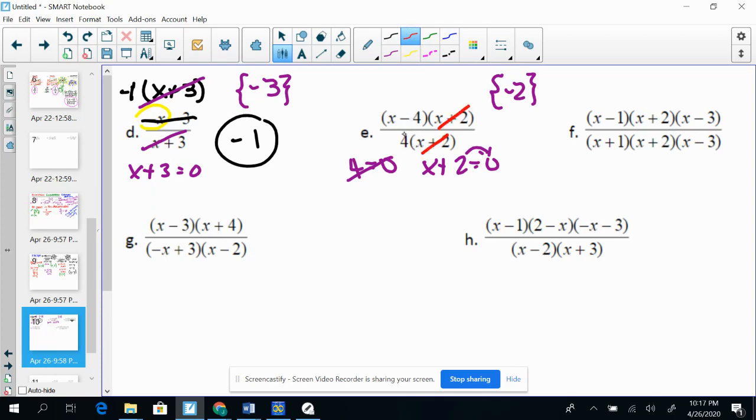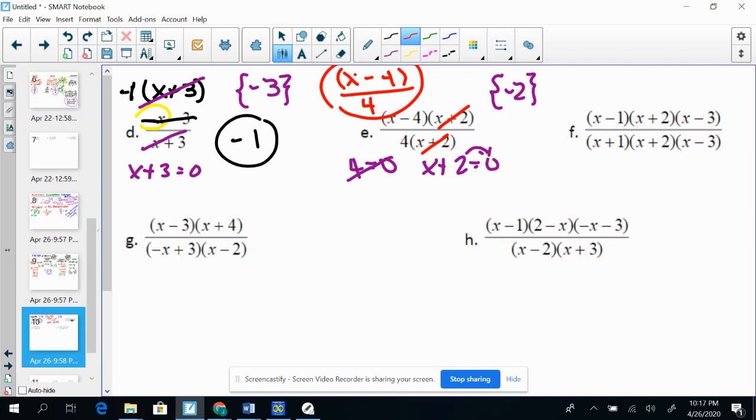These 4's can't cross out because this is attached to that x with a minus. So your answer for this guy, once you've simplified it all the way through, is x minus 4 over 4. So that's our simplified answer for E. And then our restricted value is -2.